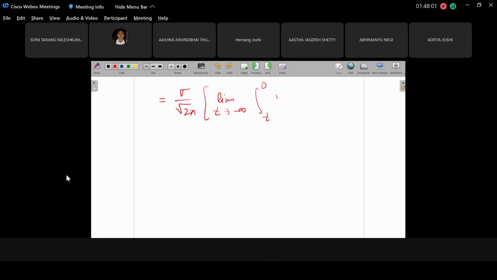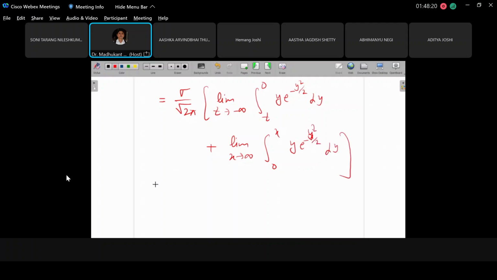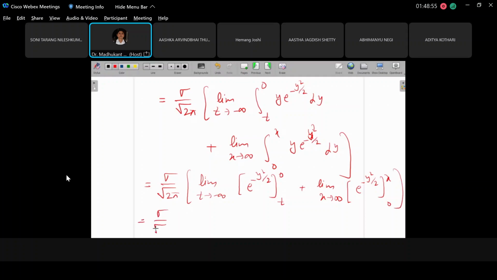This is going to be y times e to the power minus y square by 2 dy, plus limit x tends to infinity, integration 0 to x of y times e to the power minus y square by 2 dy. Now you apply the improper integral property. So sigma by root 2 pi, limit t tends to minus infinity, and you know the antiderivative of this is nothing but e to the power minus y square by 2, from t to 0, plus limit x tends to infinity of e to the power minus y square by 2 from 0 to x.